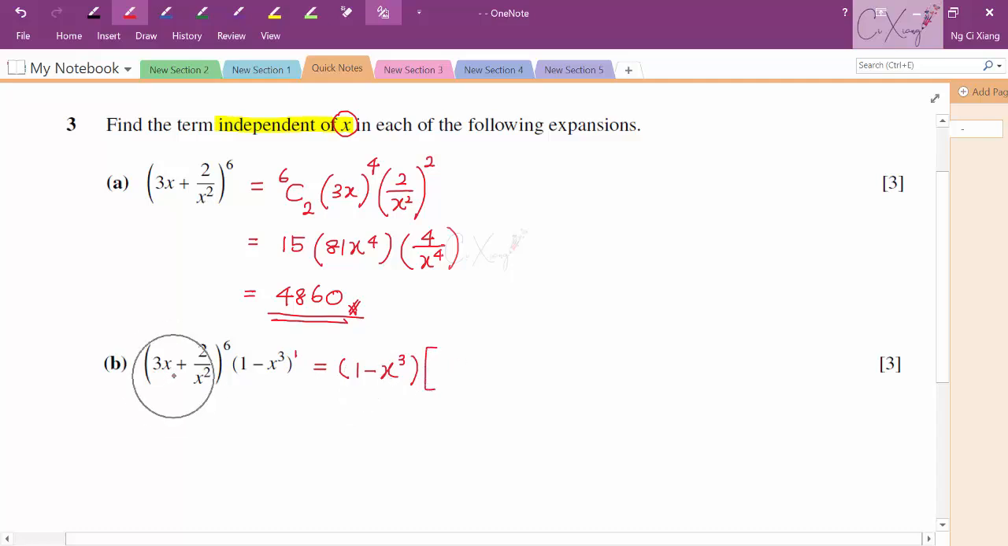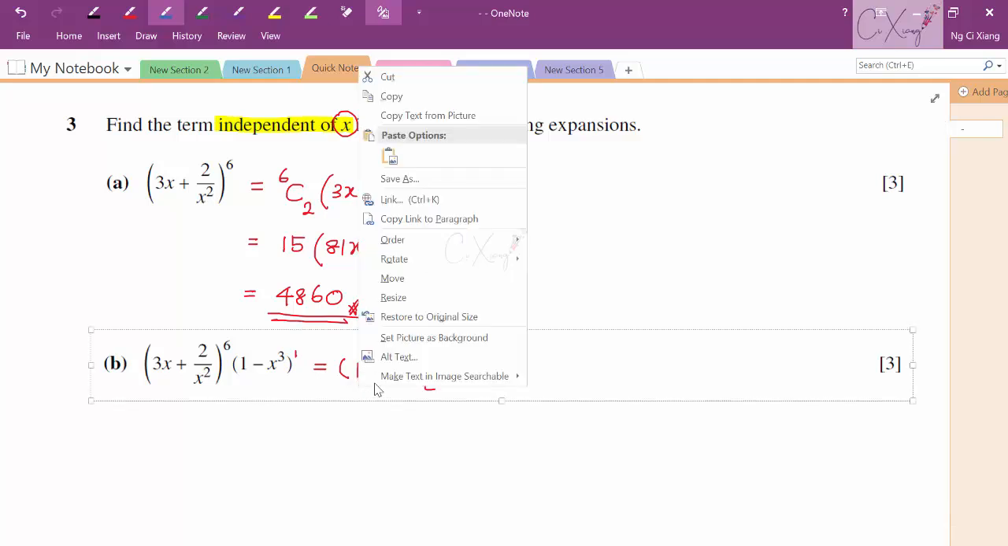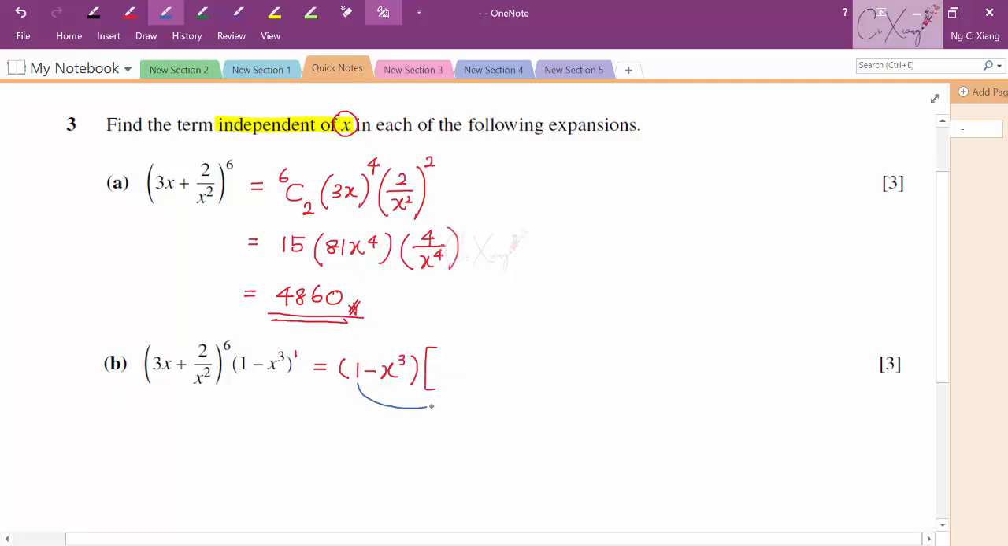Alright, so for 3x plus 2 over x squared, I will know that for the first term in this bracket, 1 multiplied with a constant term gives a constant term. So if I'm having 1, multiply with the constant term from this expansion. The constant term from this expansion, I already got just now in part A, which is 4860. So I will substitute 4860 here. And after that, for the second term in the first bracket, negative x to the power 3, right?